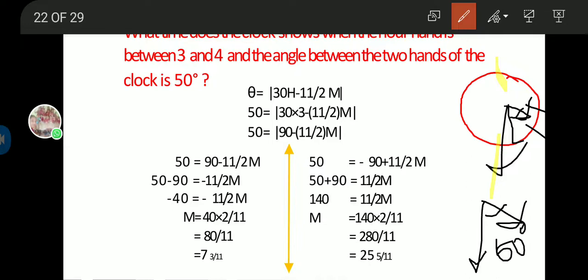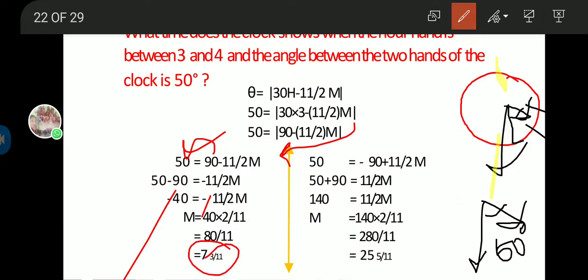Minutes means 50 minus, say you draw here. Once you take it as minus, and once you take it as plus. 50 equals 90 minus 11 by 2 m. The 90 goes to this side as minus 90, and minus 11 by 2 m stays here itself. Minus minus cancel, and m equals 40 into 2 by 11, that is 7 3 by 11.